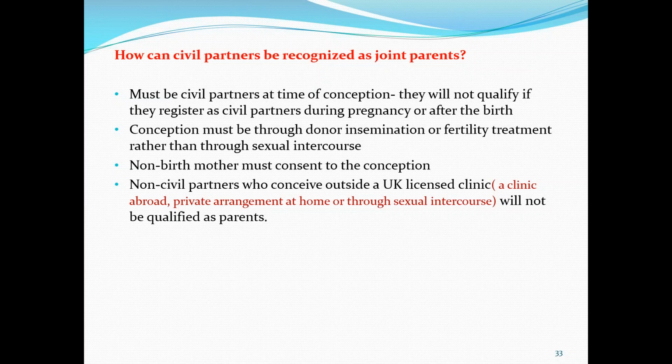The other prerequisite is that the non-birth mother must consent to the conception. The birthing mother, it's okay for the birthing, but the non-birthing mother needs to sign consent that she is agreeing to the conception. A non-stable partner who conceives outside a UK licensed clinic will not be qualified as parent. So these are the rules to be qualified as parent. They must be a stable partner at the time of conception. Conception must be through donor insemination. The non-birth mother must consent to conception, and a non-stable partner needs to conceive in a licensed UK clinic.